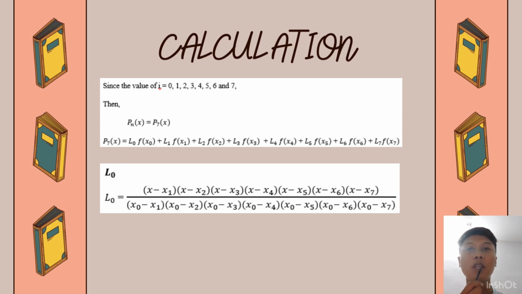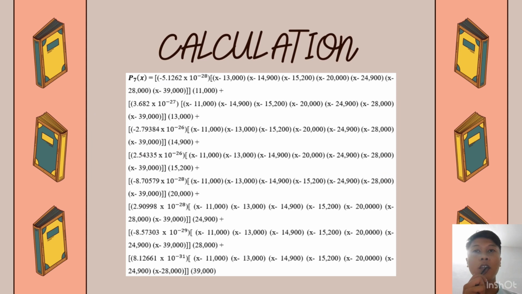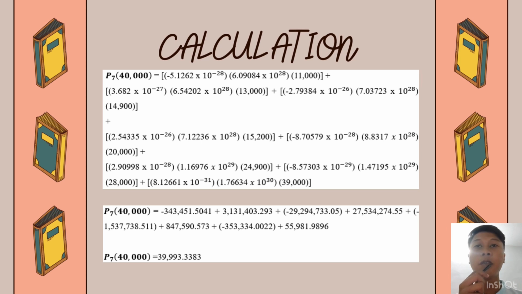First thing first, we must calculate the value of L. The one below right here is one of the examples from the other 7 equations to calculate the value of L. From the previous equation, we get the value of L from L0 until L7. Then, we insert the value of L into the original equation, and from there, we replace the value of x with 40,000. Hence, we get the value of 39,903.3383. So from this value, we know that this is the minimum value of tensile strength needed in order to achieve the 40,000 psi of yield strength.